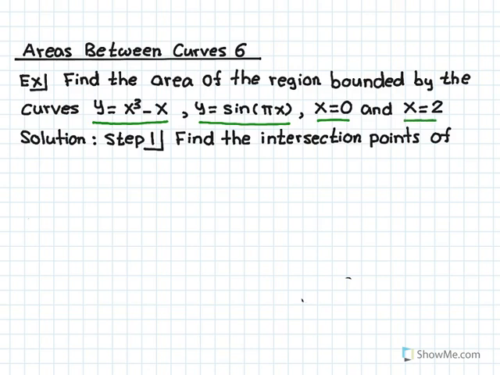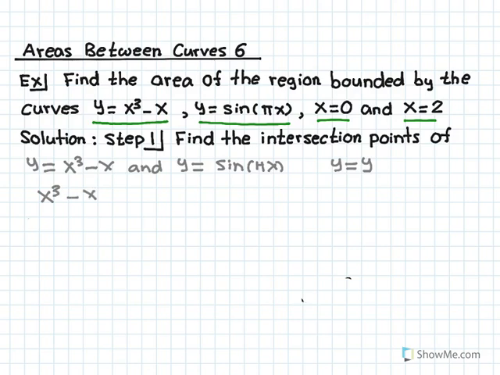Step 1 is to find the intersection points of y is equal to x cubed minus x and y is equal to sine of pi x. To do this, we let y equals y and solve for x. However, we can't use algebra to solve this. That's not going to help us. So what we have to do is analyze this or guess at values of x that make these two expressions equal to each other.